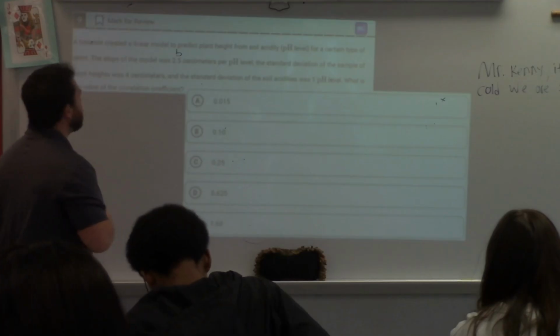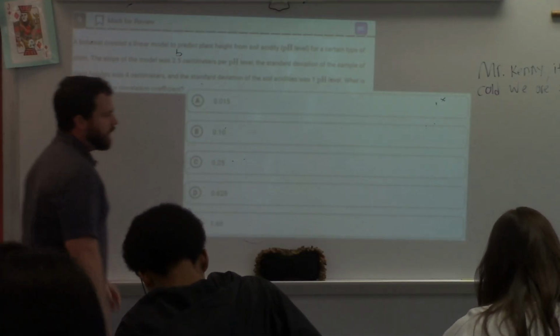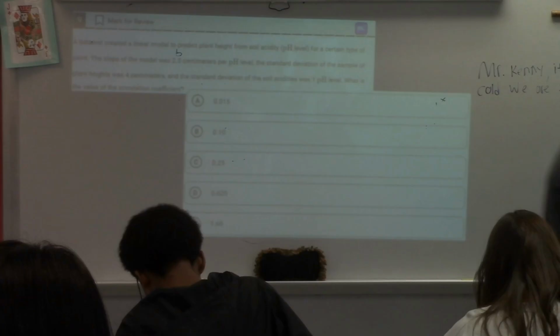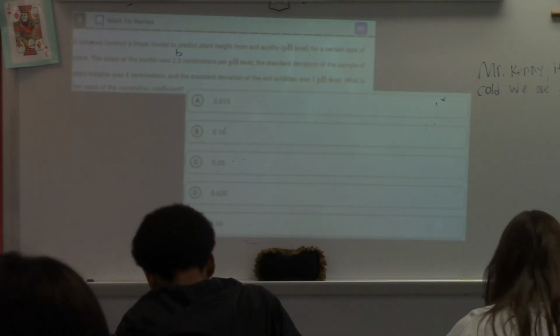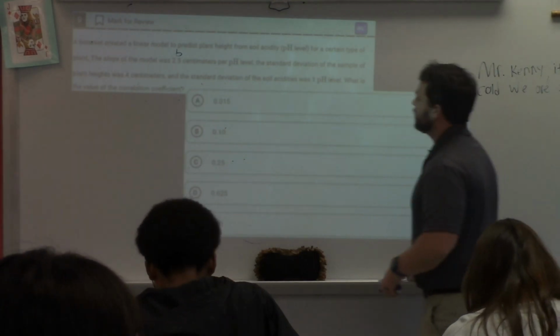The standard deviation of the sample of plant heights. I need a better marker. Yeah. You okay over there? Did you say Gesundheit? Yeah, that means bless you.